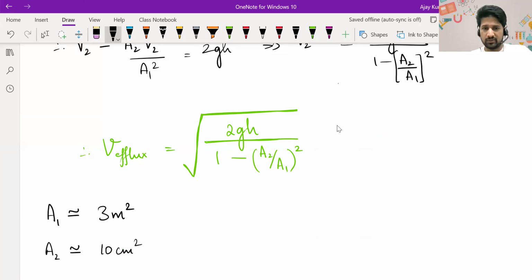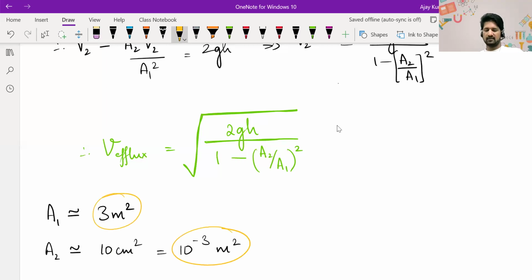Still, convert this to meter square. That becomes 10 into 10 power minus 4, which is basically 10 power minus 3 meter square. Now look at the ratio of these areas. One is 3, the other is 10 power minus 3. There's a huge difference. If you divide A2 by A1, the answer will be about 10 power minus 3. Or if you take A1 by A2, it will be about 1000 times. So the tank's cross-sectional area is about 1000 times the tap's cross-sectional area.